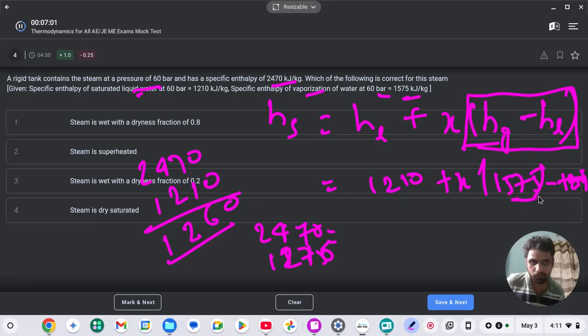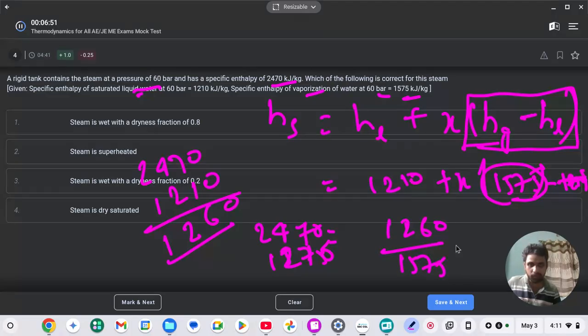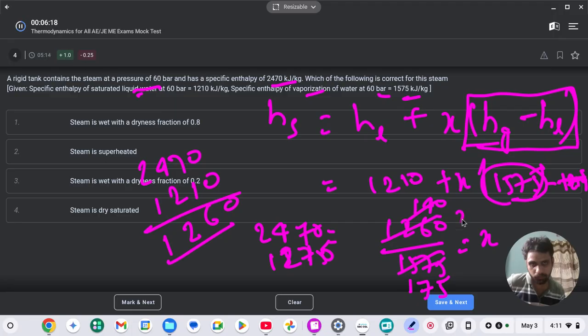So this whole term Hg minus HL, the vaporization of water, is given as 1575. So 1260 upon 1575 should be the dryness fraction of this system. With 9 we can go: 9 1 is 9, 9 4 is 36, 9 7 is 63, 4 9 is 45. Again with 5 we can do: 5 2 is 10, 5 8 is 40, 5 3 is 15, 5 7 is 35. Four by five, it is 0.8.